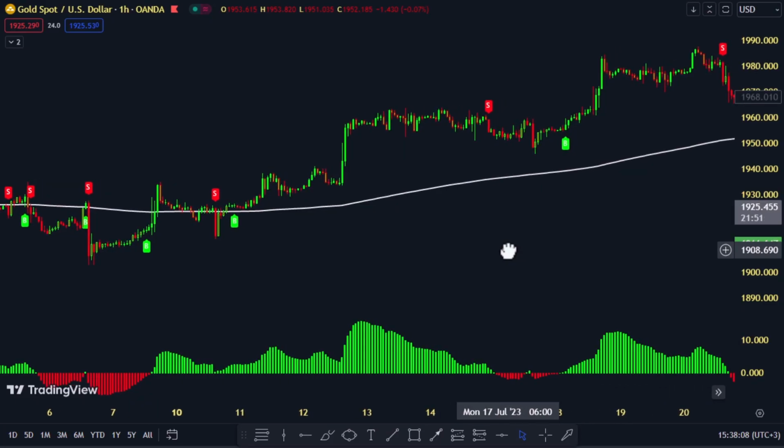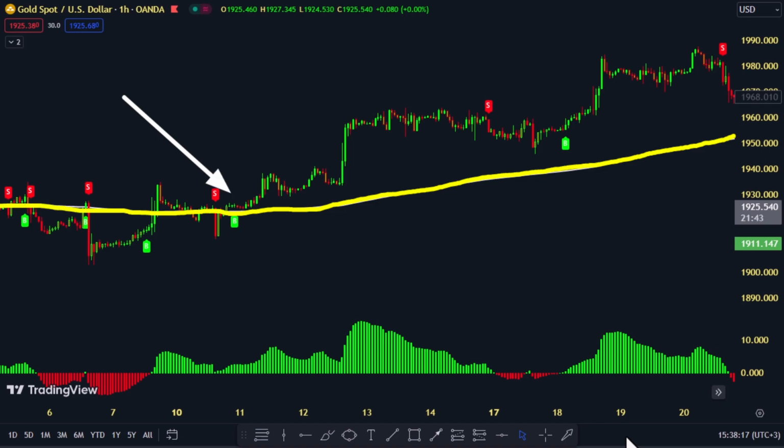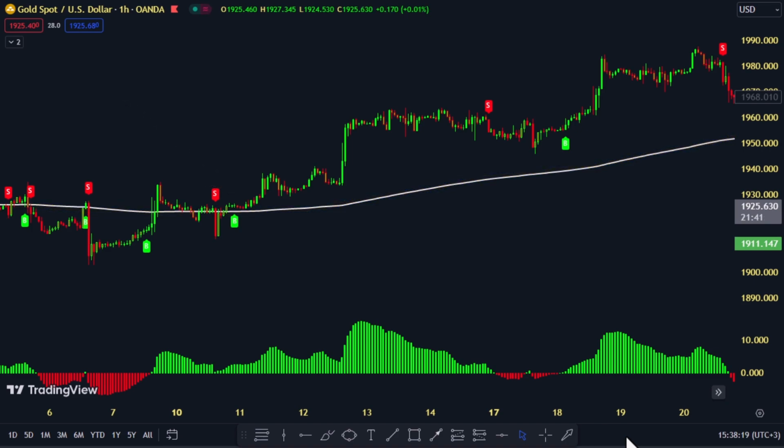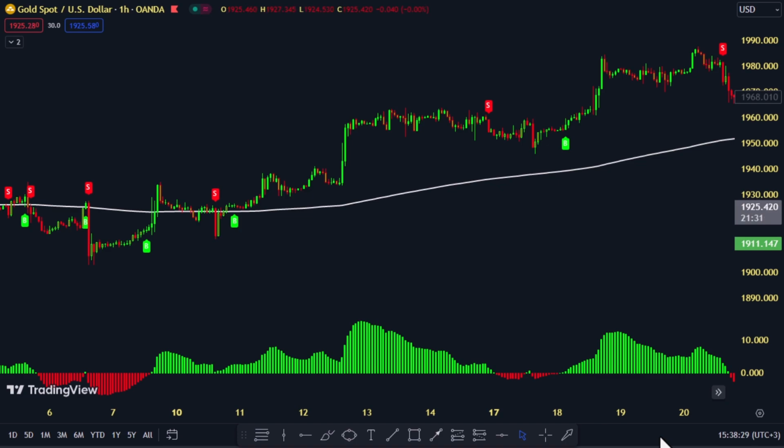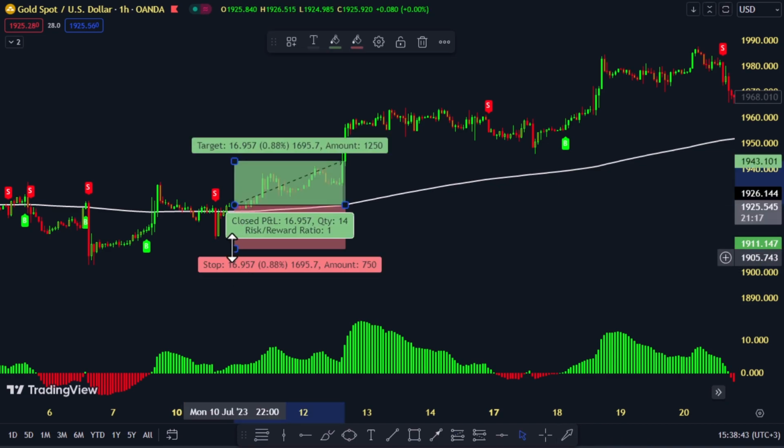Alright, back to trading. First, you need the initial trigger buy signal. Then ensure that the price is positioned above the smooth moving average, indicating a strong upward trend. Lastly, check the histogram. It should be green and above the zero line. Only when all three of these conditions align, the buy signal is confirmed, and you're ready to open a buy position. For the next step, set your stop loss just beneath the most recent swing low.